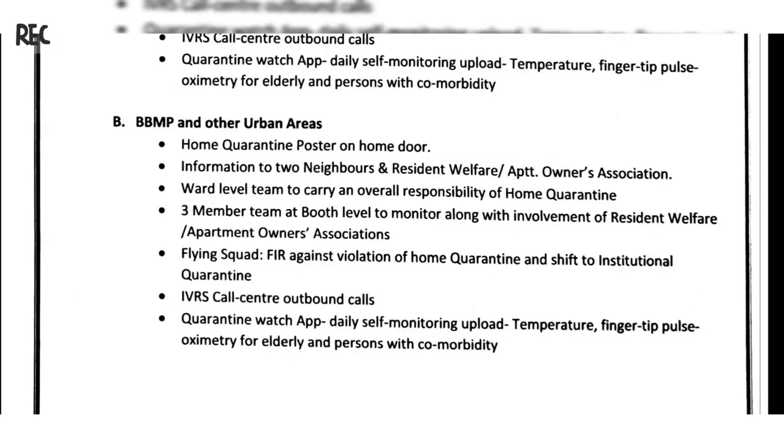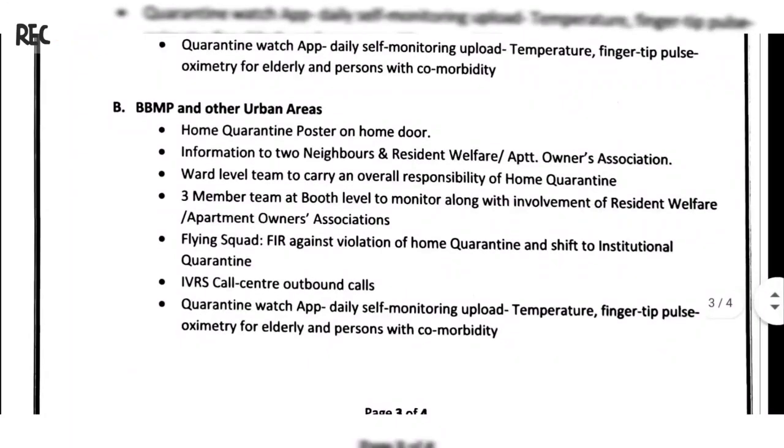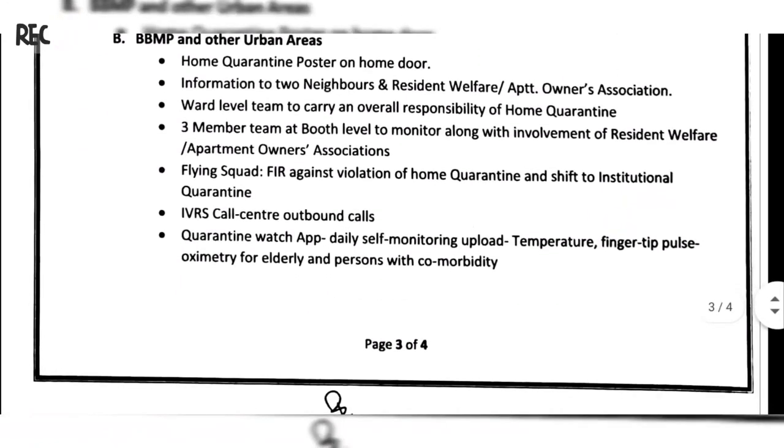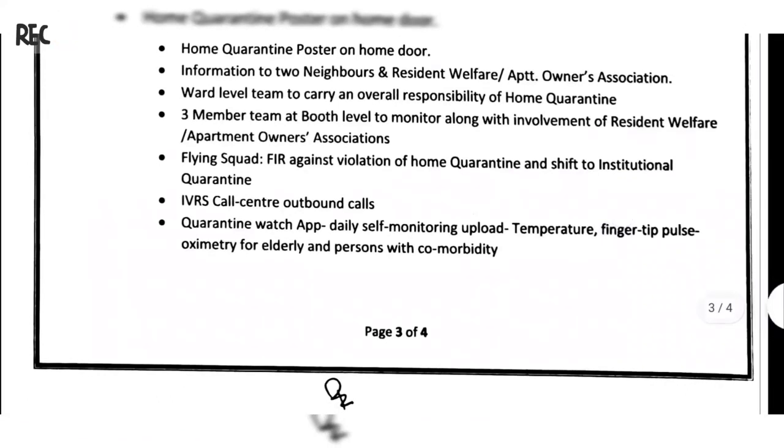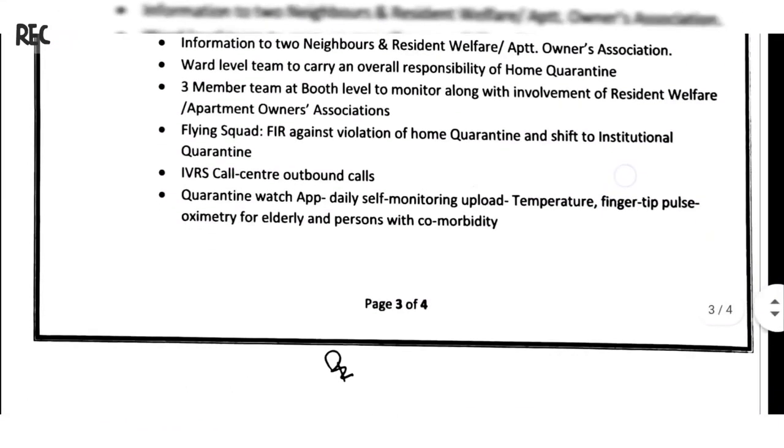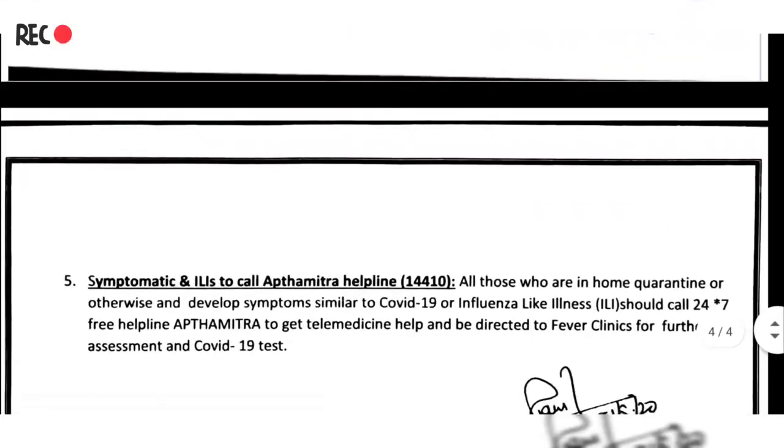Home quarantine should be taken very seriously without moving out. Neighbours might be closely watching. If you develop symptoms during home quarantine, please call Apta Mitra helpline at 14410.